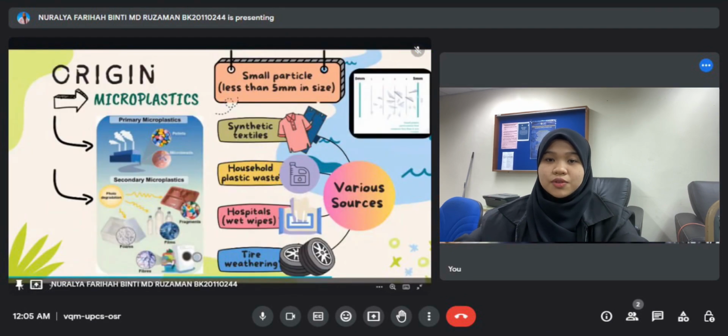Microplastic is a term used to describe small plastic particles that are less than 5 mm in size that can be found everywhere from the depth of our ocean to the air we breathe. They come from various sources.